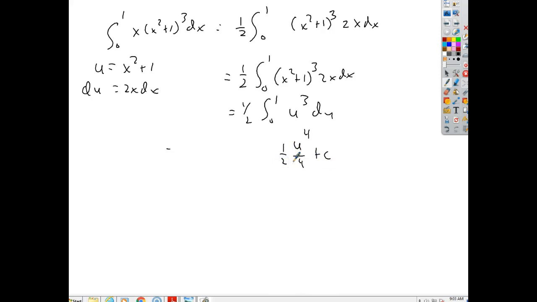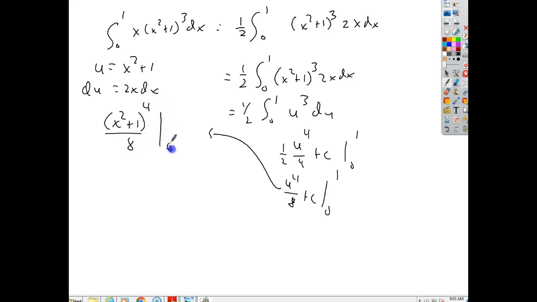I have a 1/2 out in front from 0 to 1. Down a little farther, I get u to the 4th over 8 plus c from 0 to 1. Now, is the bound a c matter? No, not at all. So I'm going to plug in the 1. No, I'm not. That's not an x, is it? So I have to switch back to being an x. How do I do that? I've got to put the u back. I replace the u with x. So I get (x squared plus 1) to the 4th over 8 from 0 to 1, dropping the c because the c doesn't matter.